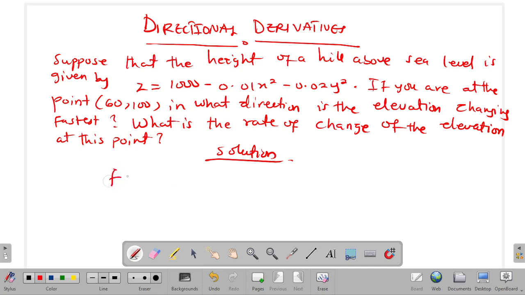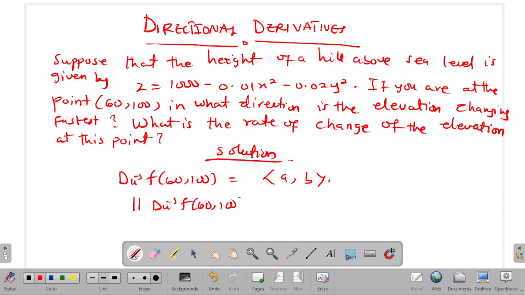If you find your directional derivative at the point (60, 100), you're going to get a vector, and this vector is the direction in which our function is changing fastest. Then the magnitude of D_u f at (60, 100) will give us the rate of the greatest change at this point. As simple as that. So what do we do?